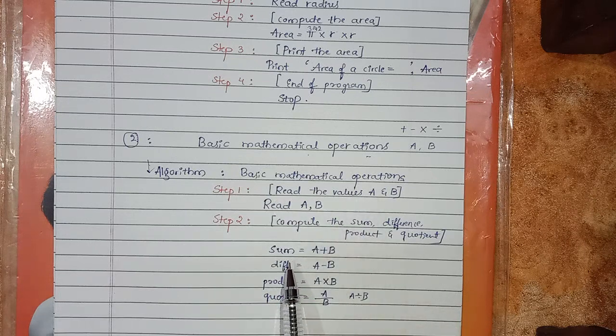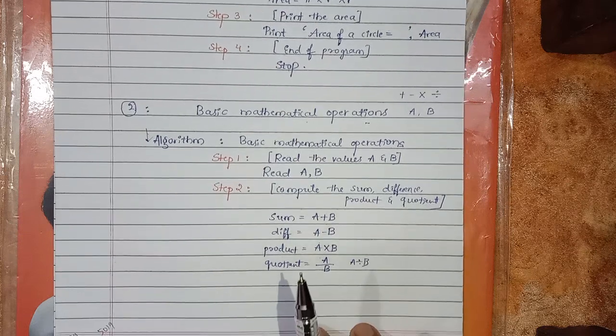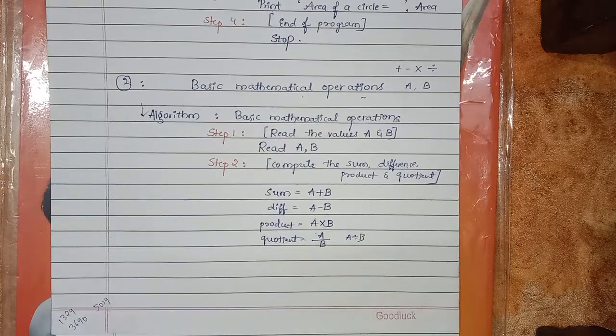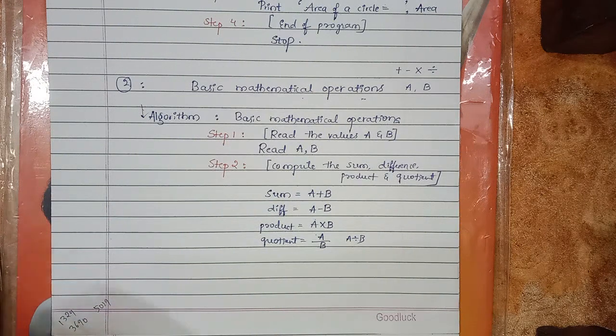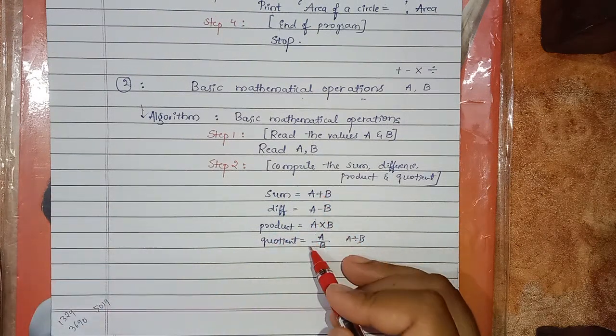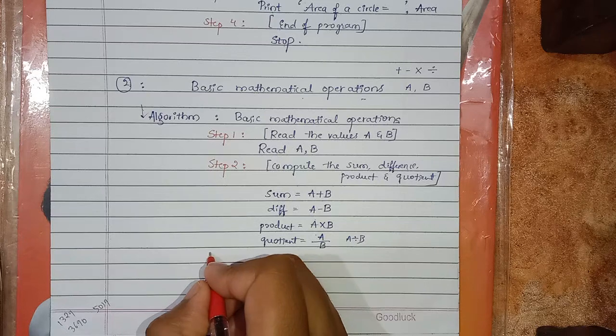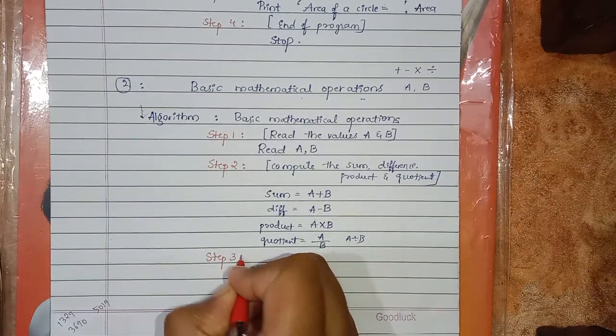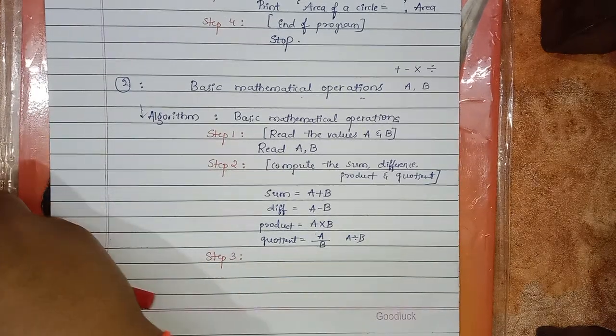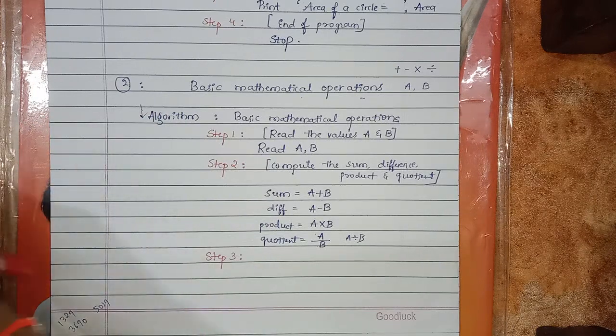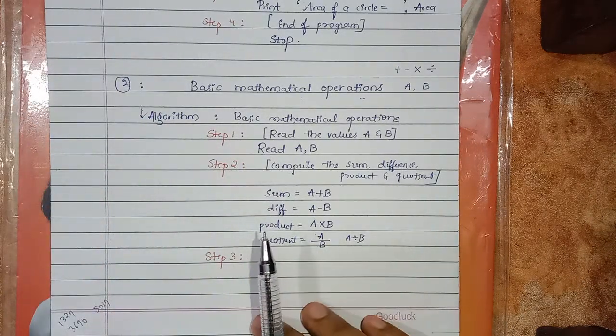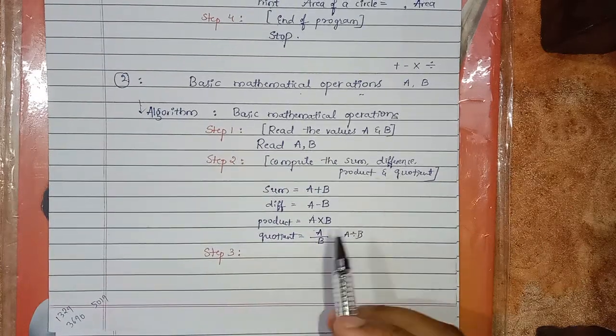So after that what you have to do? Formula you have to write. Sum equal to a plus b, difference equal to a minus b, these all things you are expecting from the computer. So compute the sum, difference, product and quotient. Now what is the third step? Tell me. Printing. Now in the second step you told the computer to do all these tasks. So in the third step you will be expecting the answer from the computer. So how the computer will give the answer? Output. So how it give the output? By printing or by the output devices.